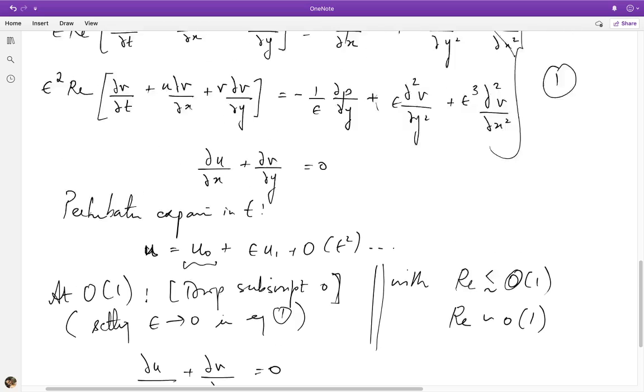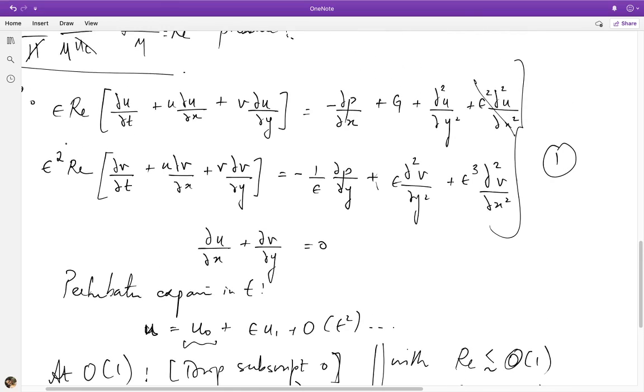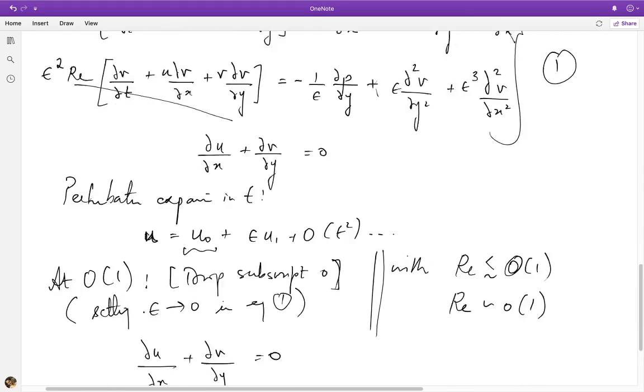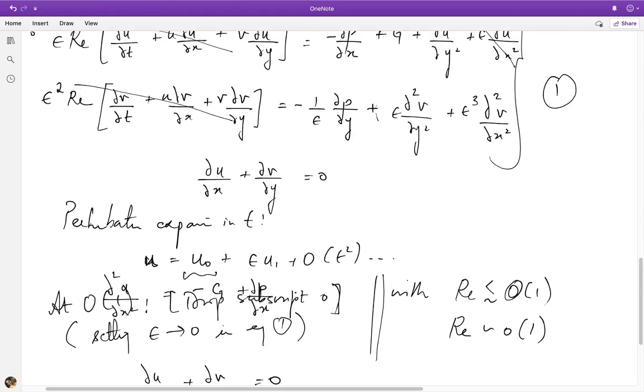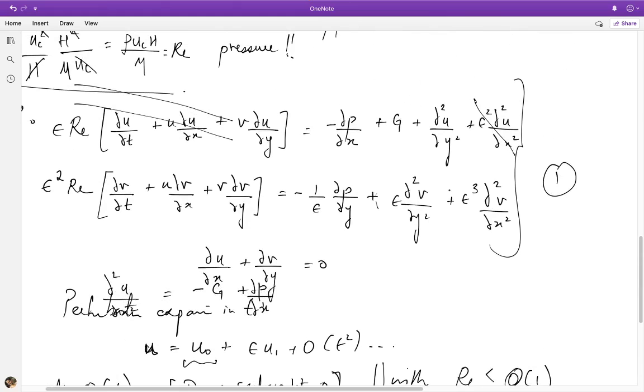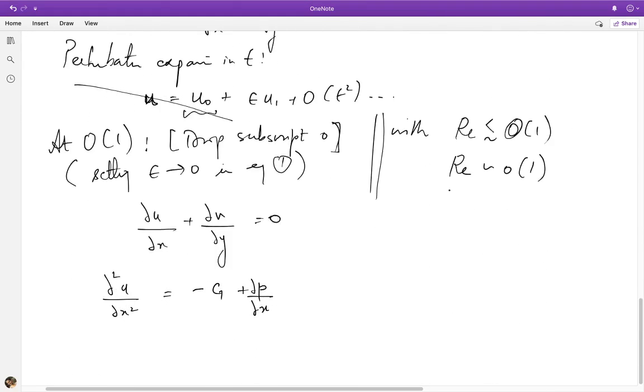Alright, so with that idea we can drop off the inertial terms as well, noting that the Reynolds number is not going to be large, so it cannot compensate for the small epsilon. So we drop off all these terms and the u momentum equation just reduces to d squared u by dy squared equals minus g plus dp by dx.